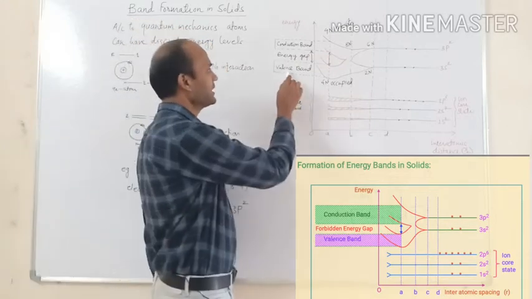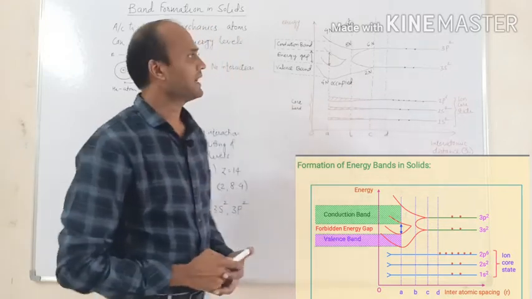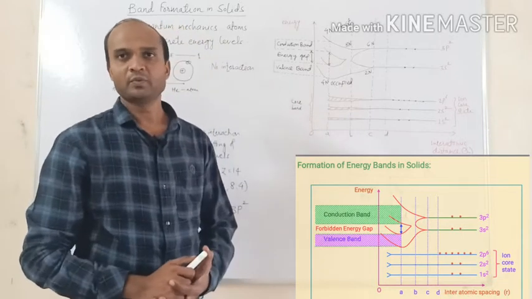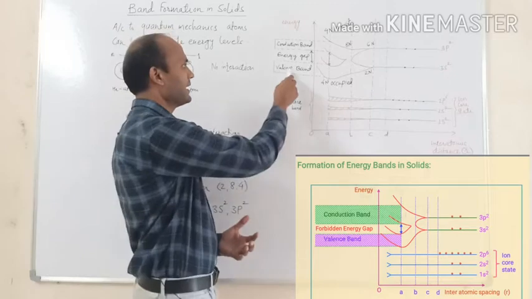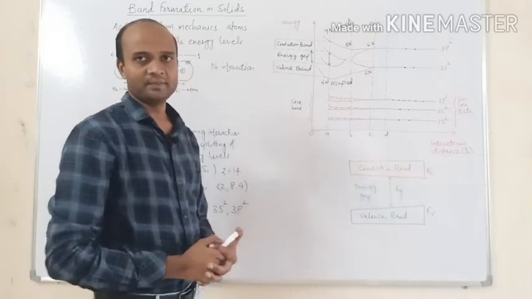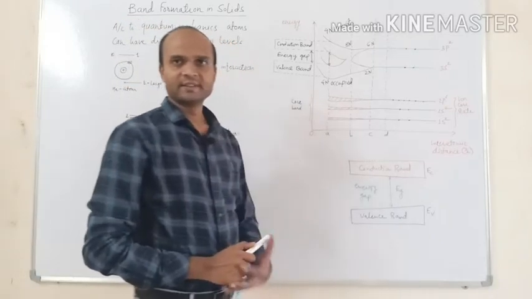So in this way we get the valence band which contains valence electrons, and we get the upper band which is the conduction band which contains conduction electrons. In this case, the valence band is completely occupied and the conduction band is completely empty. Now, what about these inner bands?